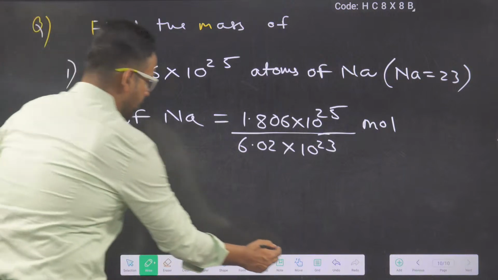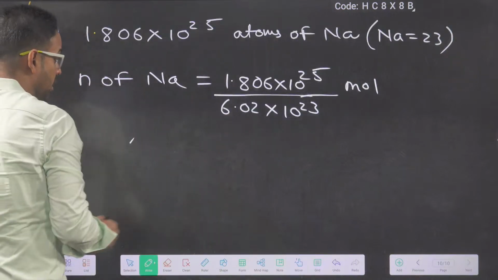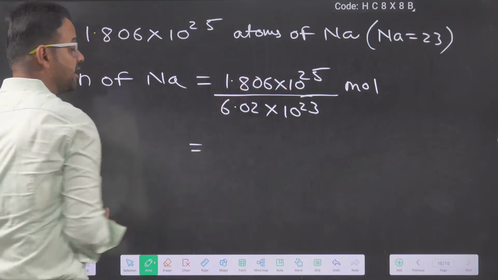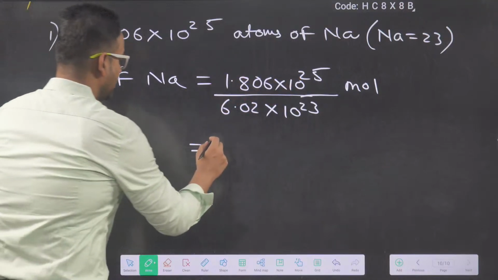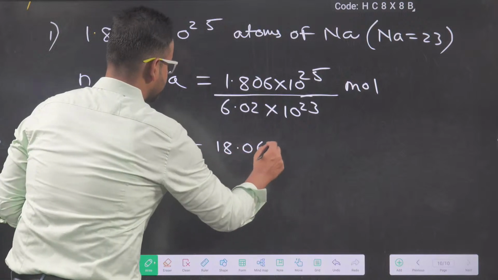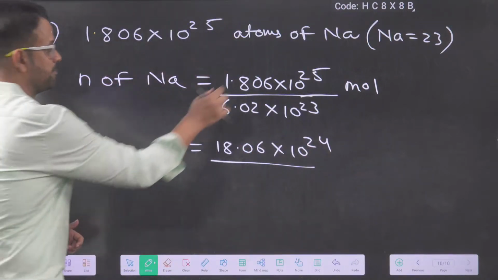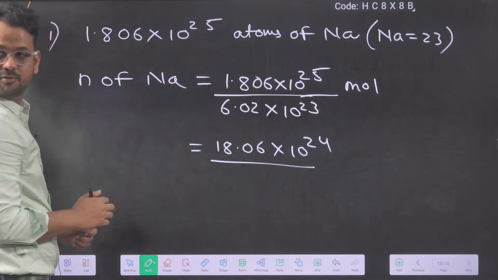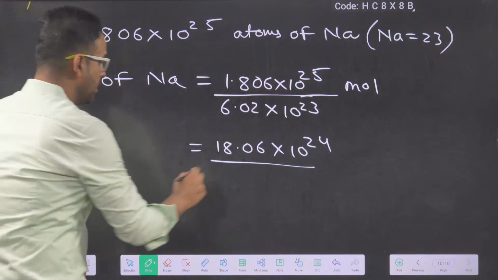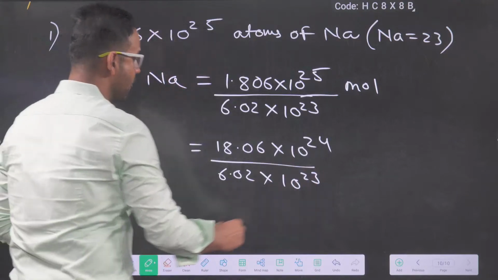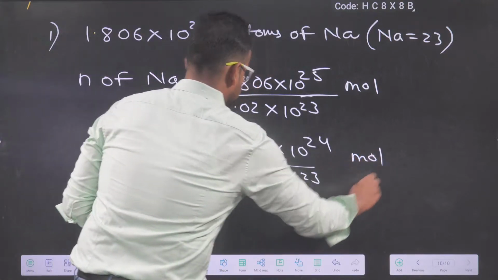Now pay attention over here. One of the tens you can give to 1.806. So this becomes 18.06 into 10 to the power 24. I hope you understood this step. I multiplied 10 with 1.806, upon 6.02 into 10 to the power 23. So this is the answer.